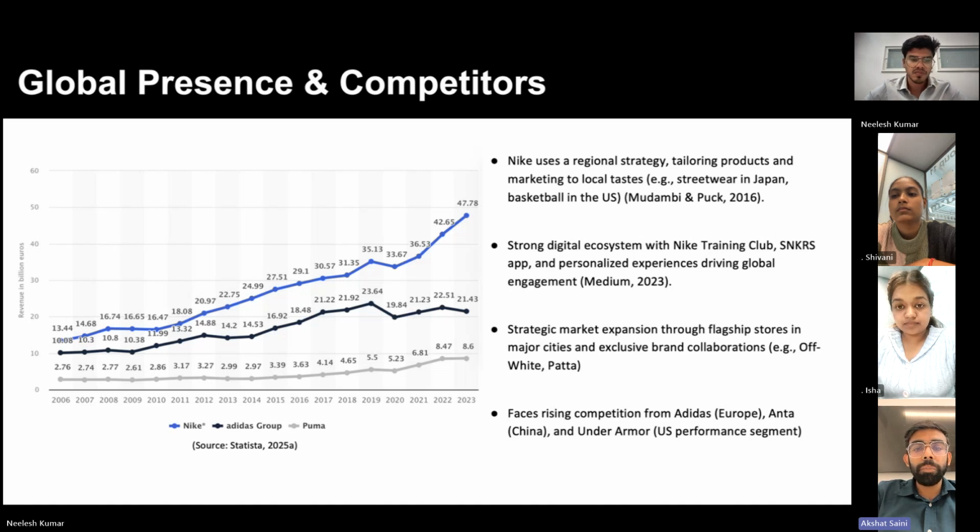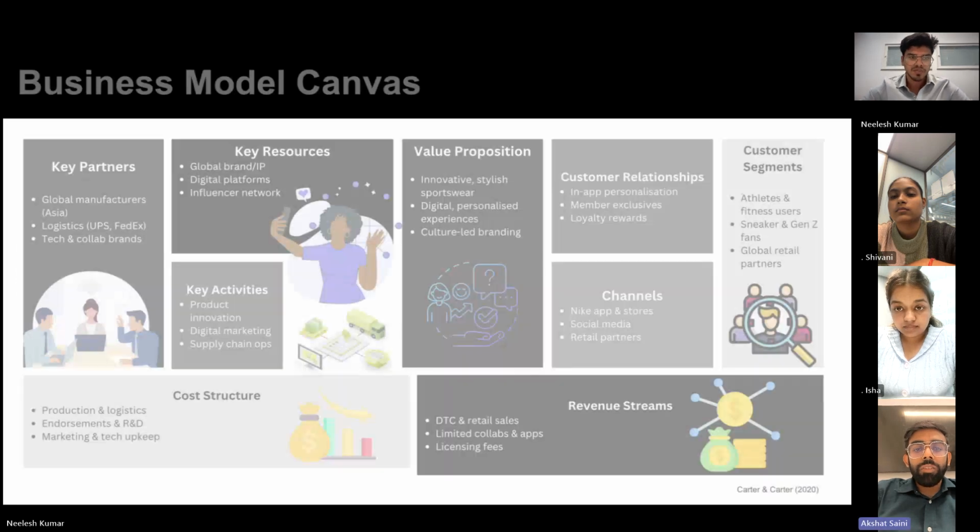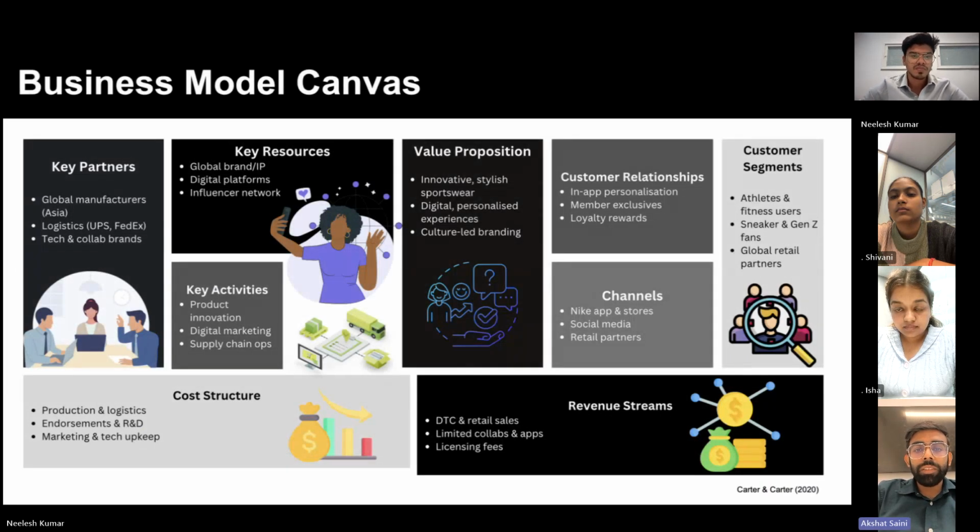But the competition is so fierce. Nike leads globally, but it faces serious pressure. Adidas dominates in Europe, Anta is surging in China, and Under Armour targets the performance segment in the US. And as the graph shows, despite all of this, Nike continues to outperform rivals, demonstrating the power of its strategy. And now we'll move to the next slide, business model.